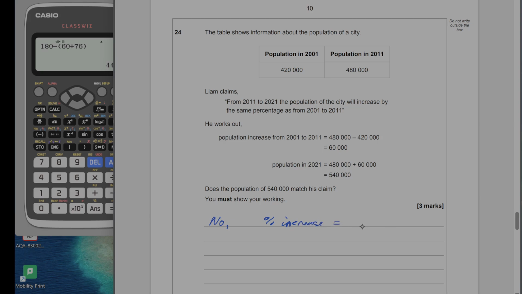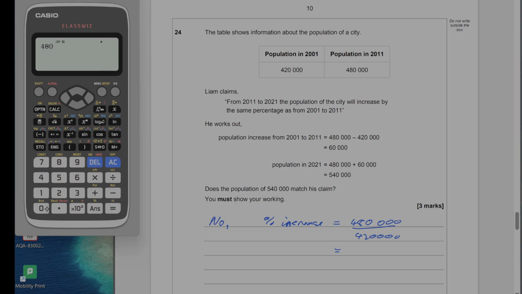Is going to be equal to 480,000 divided by 420,000. Actually, this will be my decimal. I could say, we'll say times by 100. No, I'm going to just leave it like this. So in theory, what I'm going to get is a decimal rather than the actual value, but that's okay. 48 over, and I don't really need to have all the zeros, but there we go. So we've got a 14% increase, really.